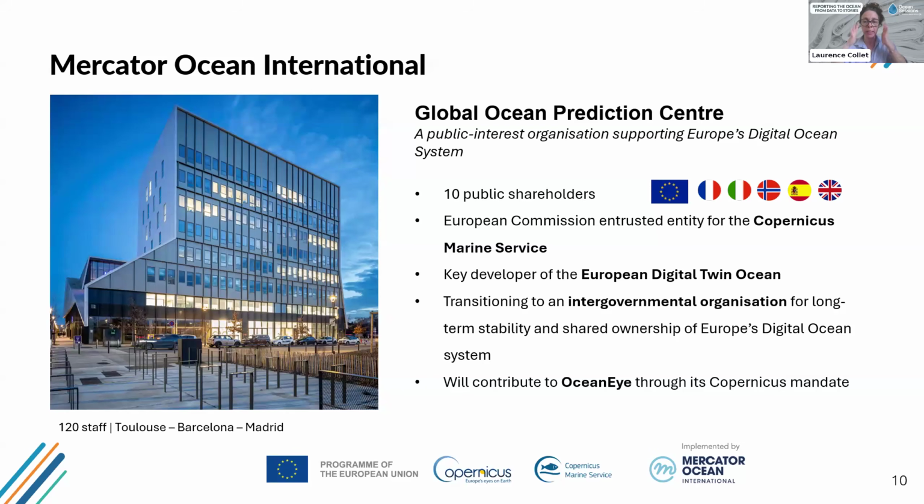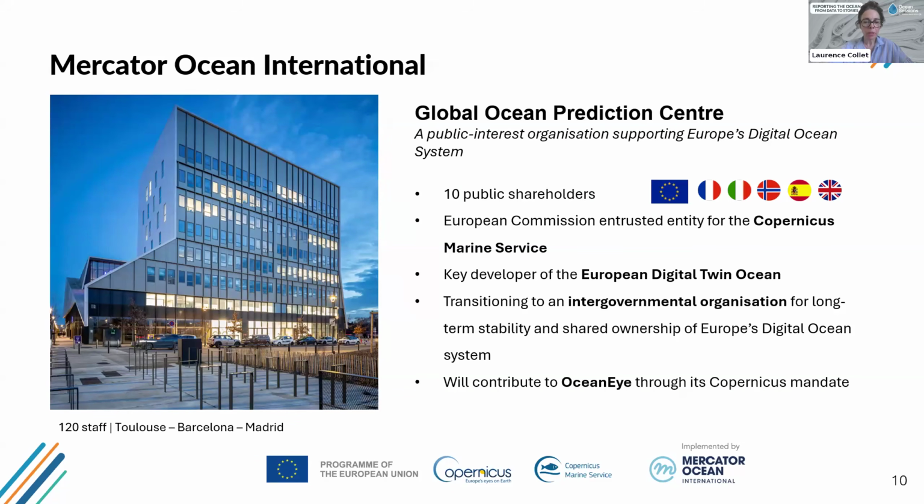So today, Mercator Ocean is transitioning into an intergovernmental organization dedicated to digital ocean systems and information services. This new status has been recognized very recently by the European Commission as a key contribution to the new Ocean Eye initiative, recently launched by President Ursula von der Leyen to strengthen Europe's capacities to observe the ocean.